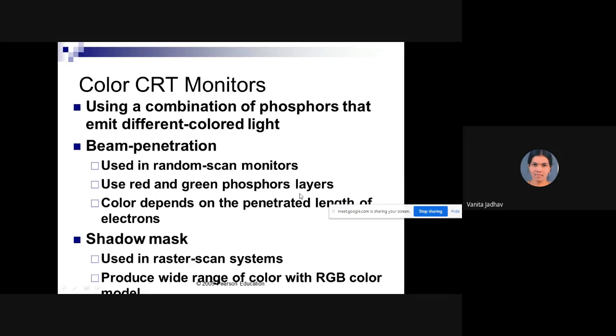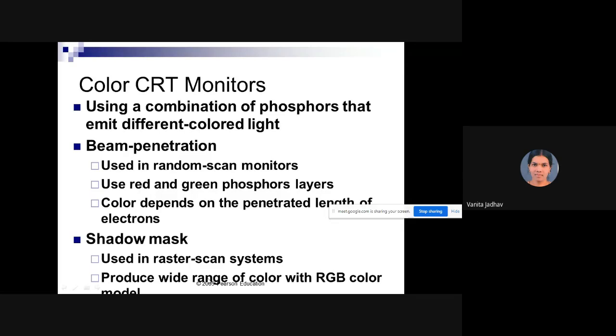And the second method is somewhat the best method. It is called the shadow mask method. It is used in a raster scan system. It produces a wide range of colors with the RGB color model. Especially, it takes the help of all three colors. Here, limited colors are produced in the case of the beam penetration technique, but in the case of the shadow mask technique, n numbers of colors are produced. That's why it is called somewhat better.